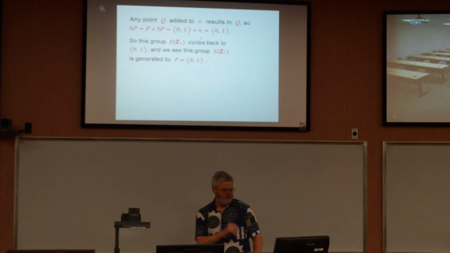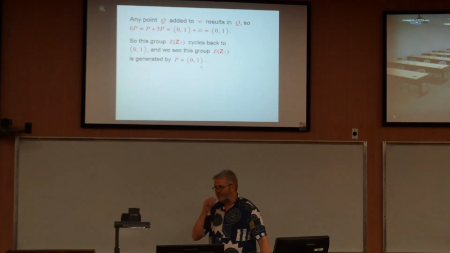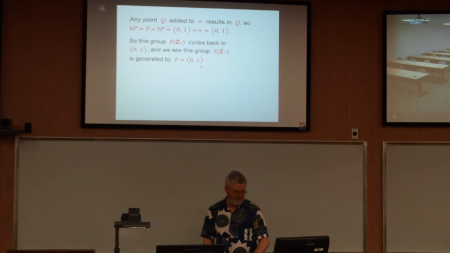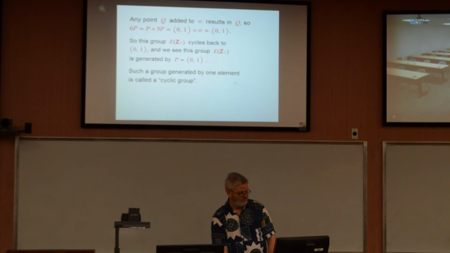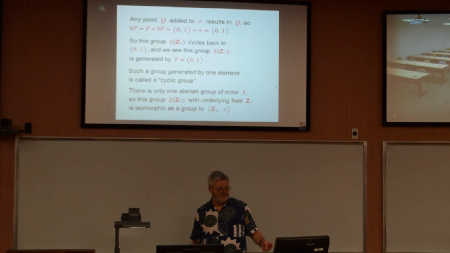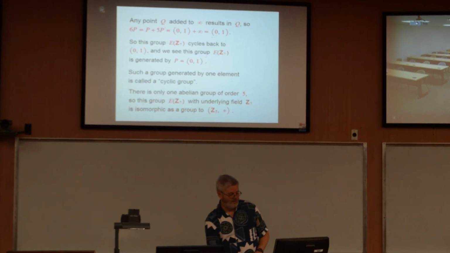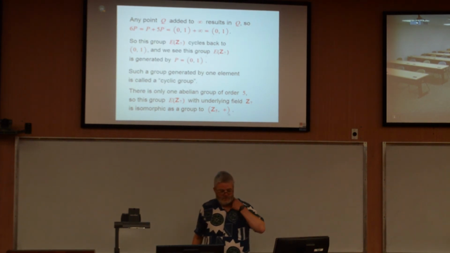So it starts over again. This elliptic curve group cycles back to (0, 1). We see this group is generated by P equals (0, 1). So those 5 points we figured out were actually the only ones in the group. This group is cyclic because it's generated by one element of order 5. So this group with underlying field Z mod 7 would be isomorphic to Z mod 5 with regular addition, where the addition is not so complicated.